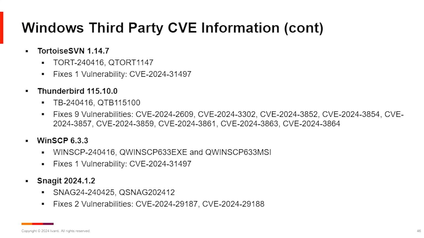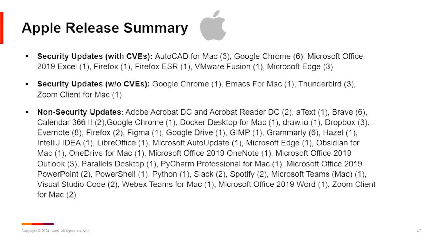Thunderbird as well got an update this month, as you would expect, along with Firefox and Firefox ESR. WinSCP, again, that same vulnerability was addressed there as well. And finally, we have some updates for Snagit this month as well, in between the Patch Tuesdays. So kind of a large list there on the Windows side.